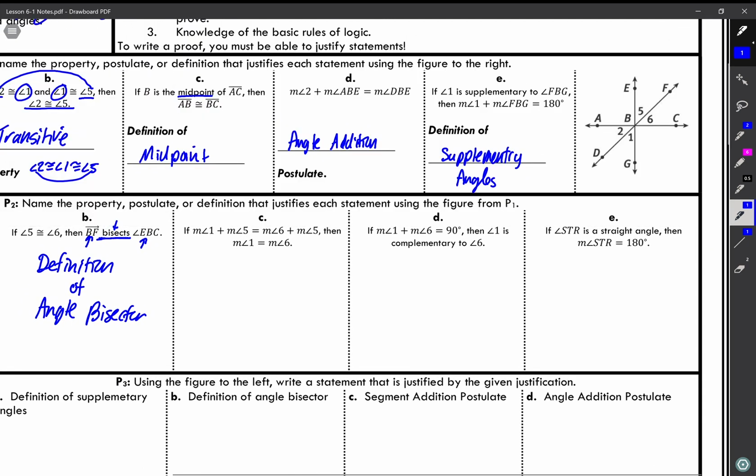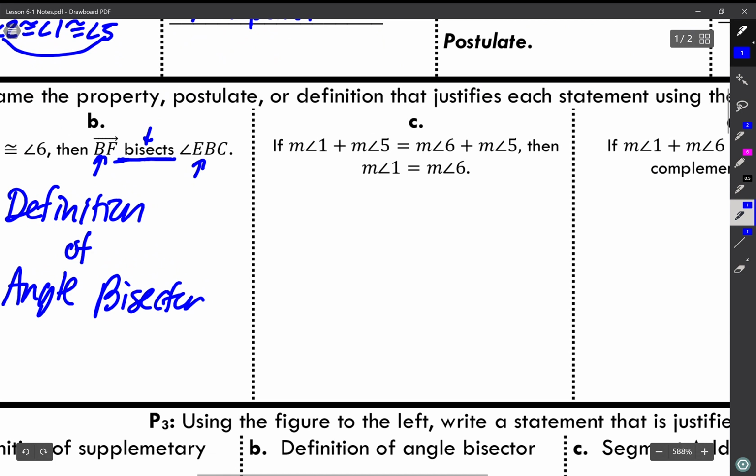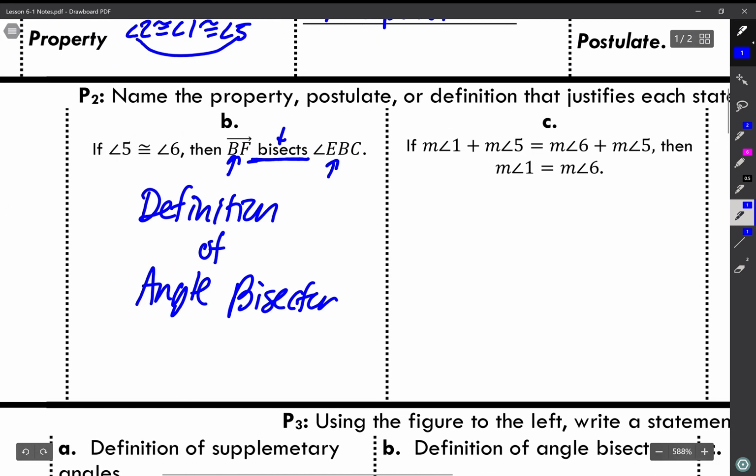So let's check and make sure the drawing works out for that. Angle EBC, and then BF. And then 5 and 6 are congruent because of BF splitting that in half. That's what the definition of angle bisector says. In general terms, it says a ray that bisects an angle to form two congruent angles. That's what we are saying, but just with the specifics using this drawing. Okay, definition of angle bisector.